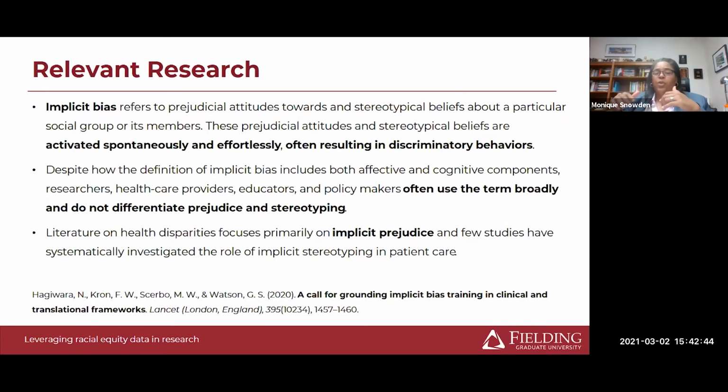A lot of times, like I said here, we'll use the term bias really broadly and not differentiate between prejudice and stereotyping. And also this last point: literature on health disparities focuses primarily on implicit prejudice, right? And few studies have systematically investigated the role of implicit stereotyping in patient care. And I think it's really important for us, not only as recipients of healthcare and providers, but also those working in a research context, that we make distinctions between certain constructs, right? Stereotyping, prejudicial attitudes, and discriminatory behaviors are different constructs, and we need to understand how we sometimes gloss over certain things by using the same terminology to apply to different things.